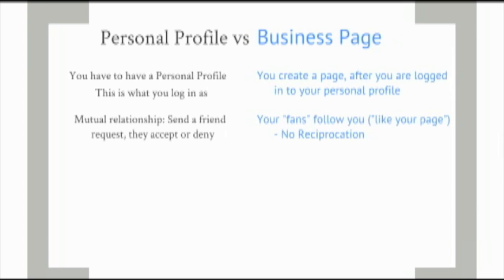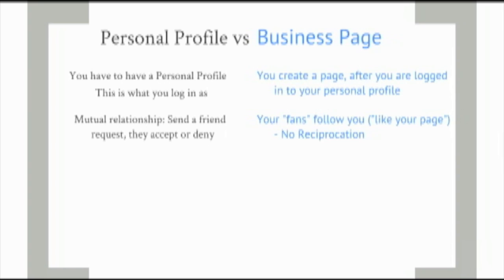On the business page, which used to be called fan pages if you remember when Facebook first came out, you have fans who follow you or like your page. There's no reciprocation. You don't send a friend request to somebody and have them approve it. You don't follow other people or become friends with other people on your business page. Other people can follow your business page, but it's really a one-way relationship.